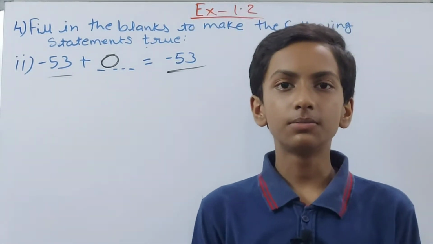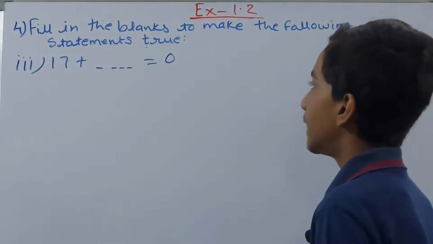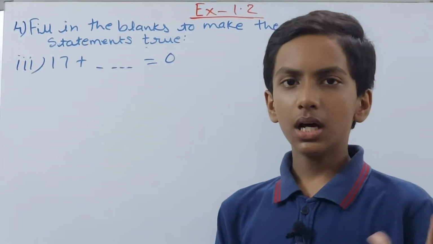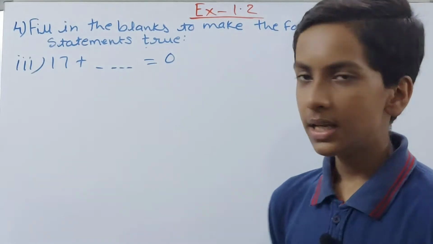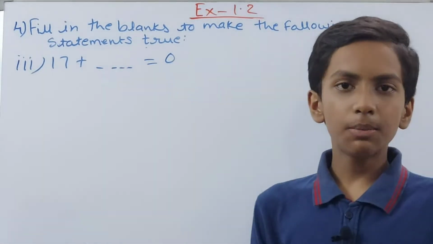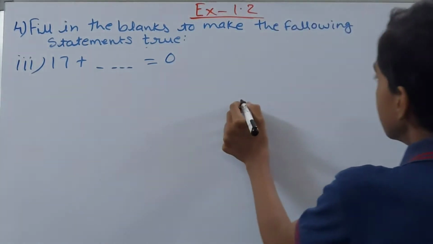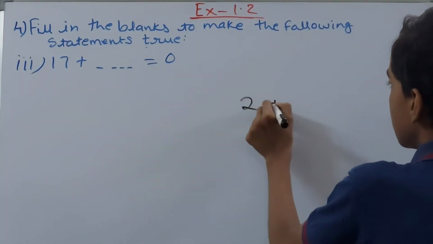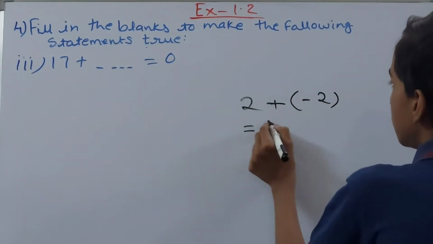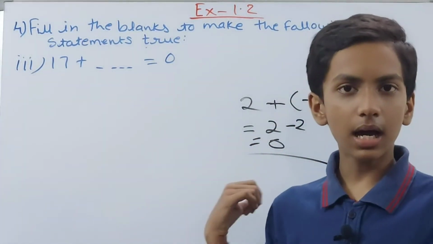Let us move on to the next part. This is 17 plus, and again something we have to write, that is equal to 0. So in this what we do, it is a bit opposite of the previous part. When we add the negative form of a positive number, like 2 plus minus 2, the example comes out to be 2 minus 2, and that is 0. So you can say that the answer is 0.